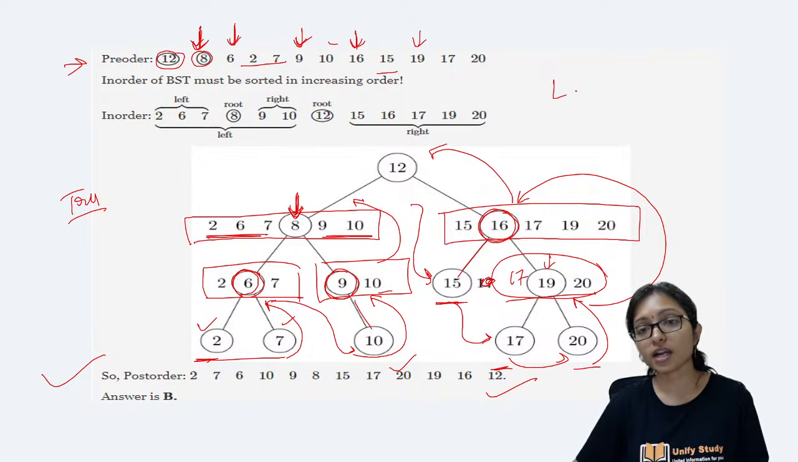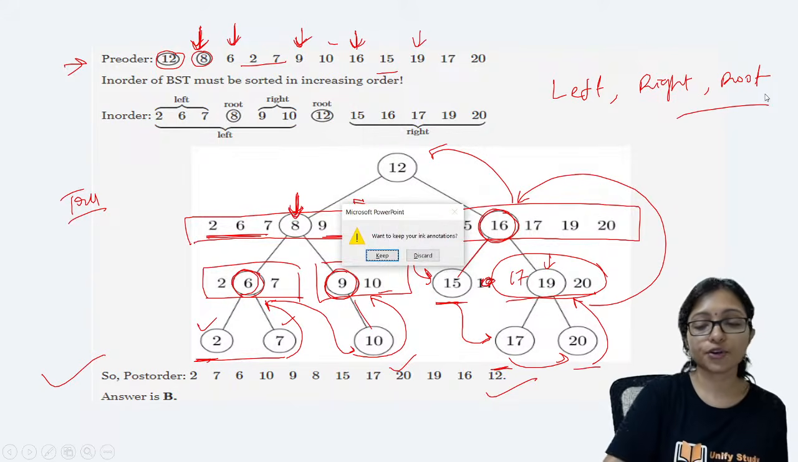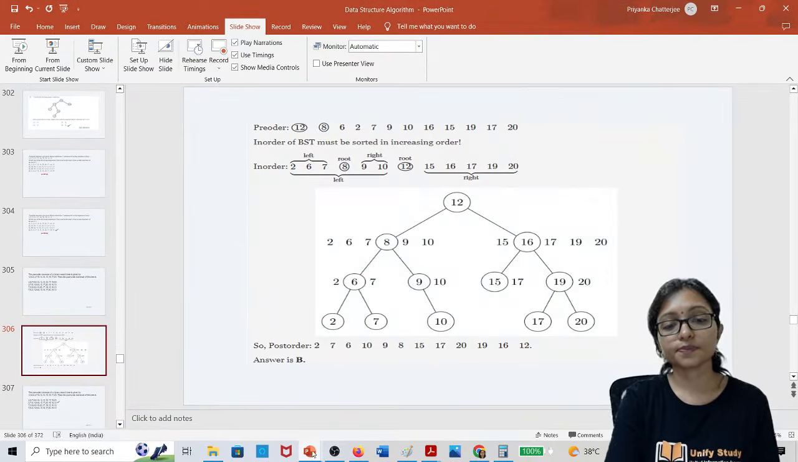Post order is what? First of all left, then right, then root. That is your post order. So we did the post order here. I hope it is clear to everyone.